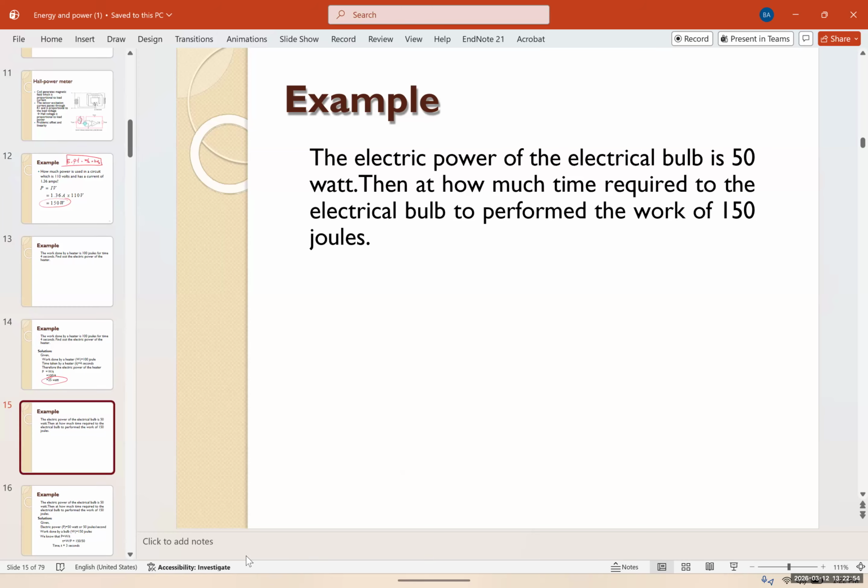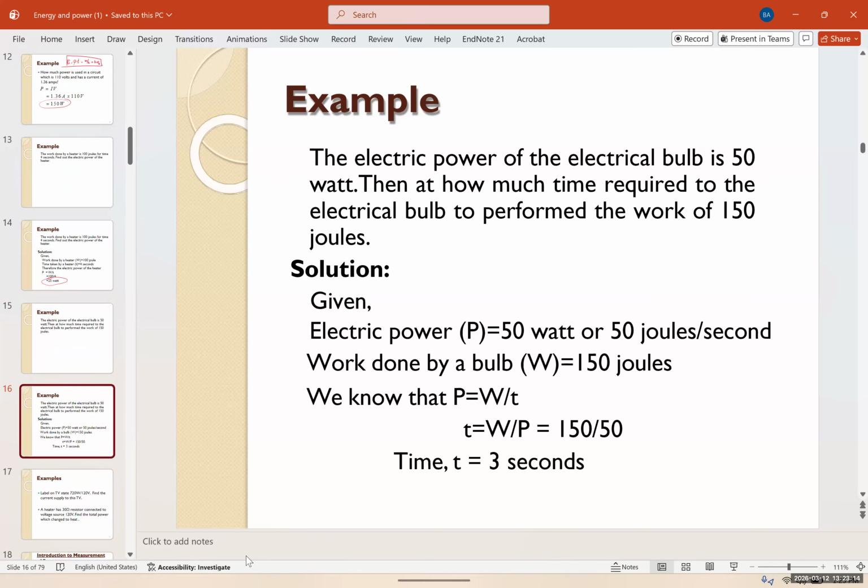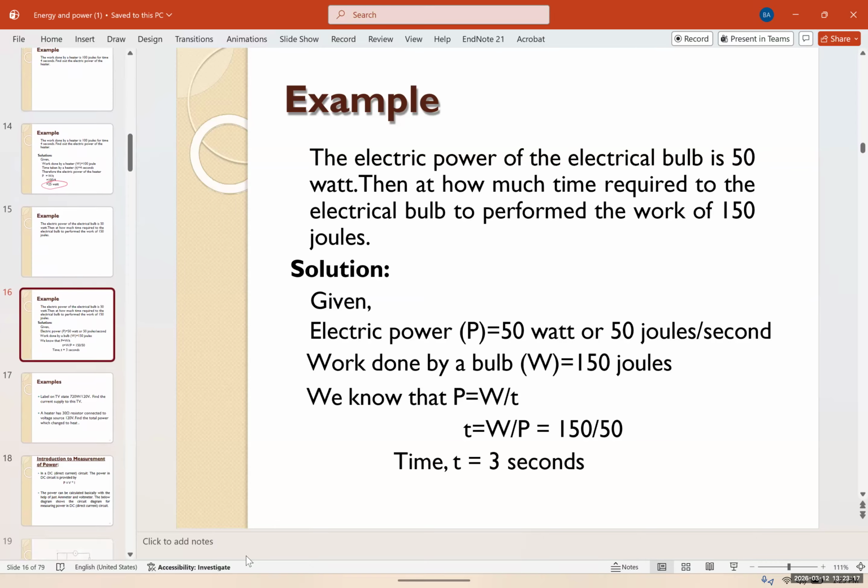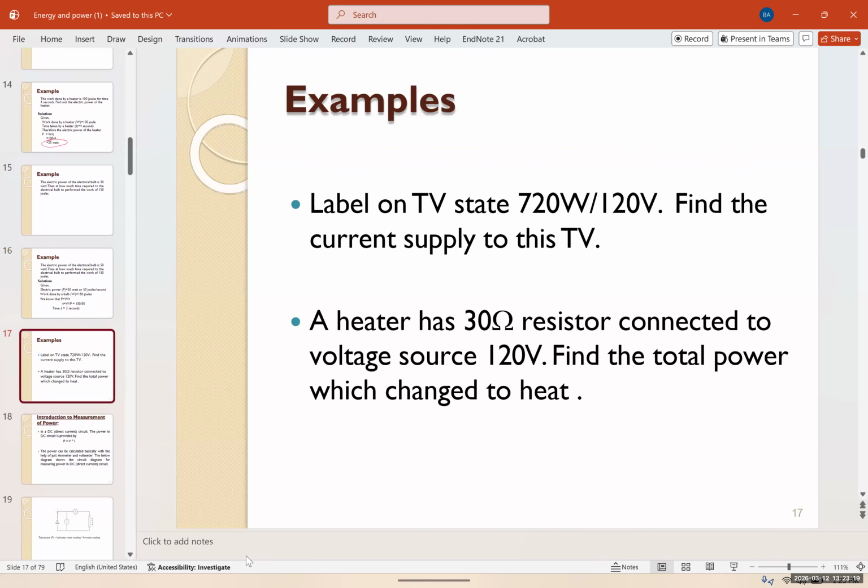Second example, the electric power of the electrical bulb is 50 watts. Then how much time is required for the electrical bulb to perform the work of 150 joules? Is it still in seconds? I've added a few more examples as well, which again is going to be pretty easy.